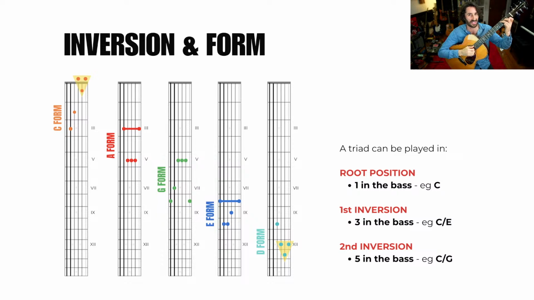In terms of the forms, we essentially have those 5 forms. And then we have the ability to play them off the root, off the 3, off the 5.